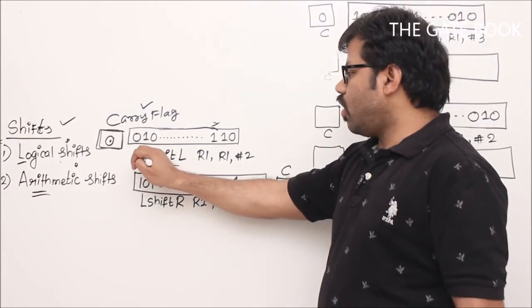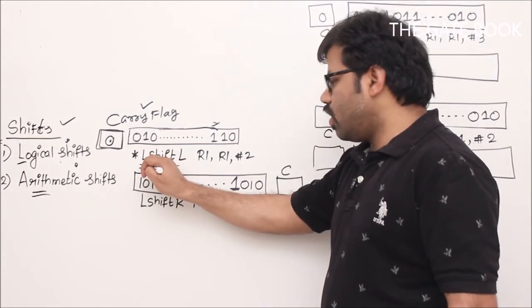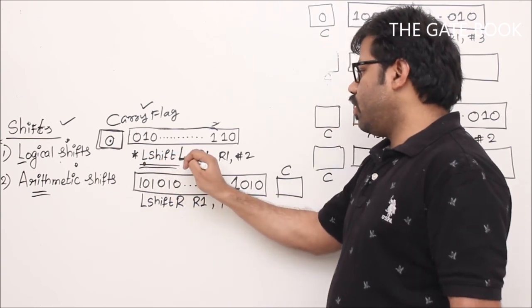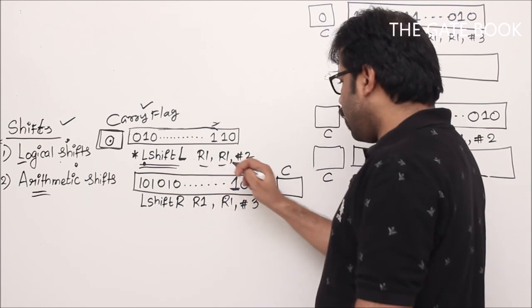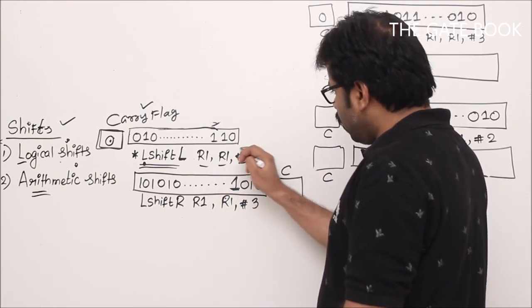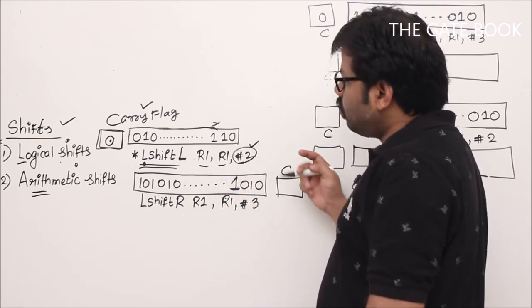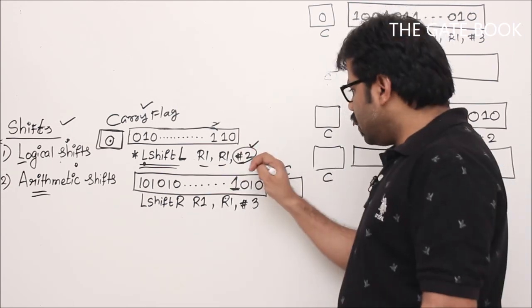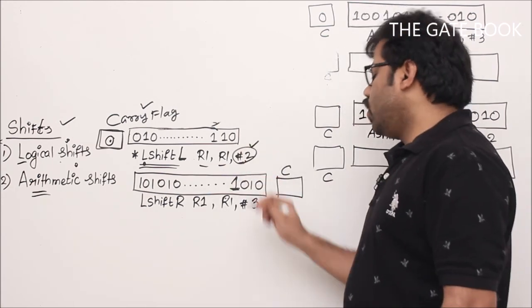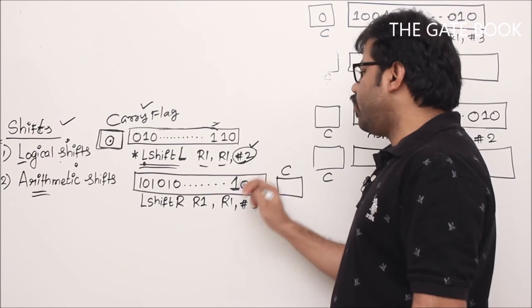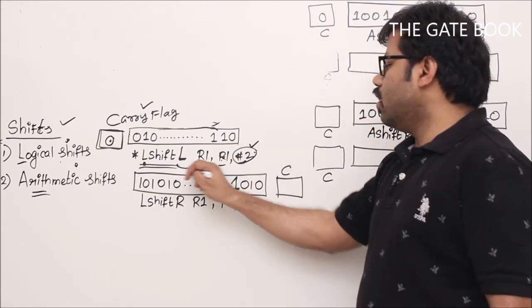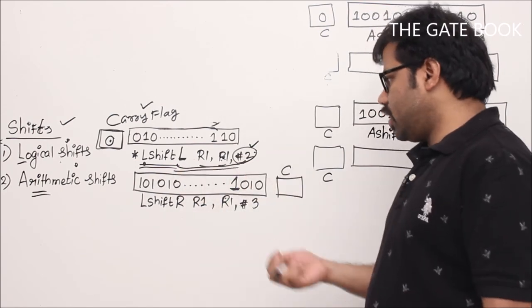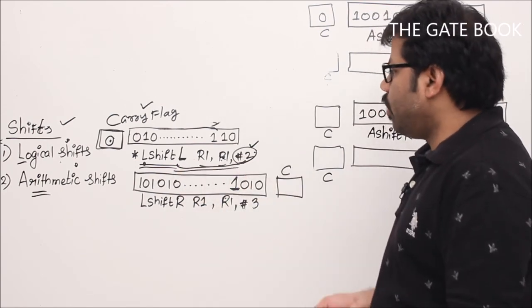Let us do the logical left shift first. Assume this is a typical instruction, left shift: L means logical, shift left, L means left. So LSHL R1, #2: this is going to tell you how many times you want to shift. This is the number of times you are going to shift. This #2 means we are going to shift register R1 2 times. This is the typical instruction generally possible in machines. Let's see what is going to happen.